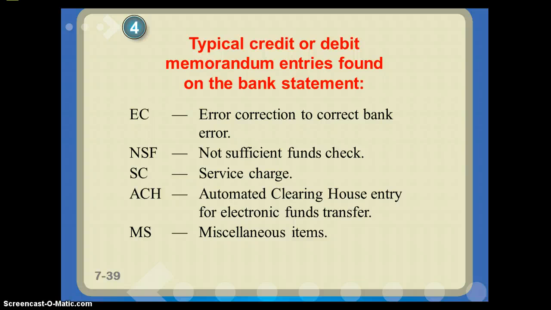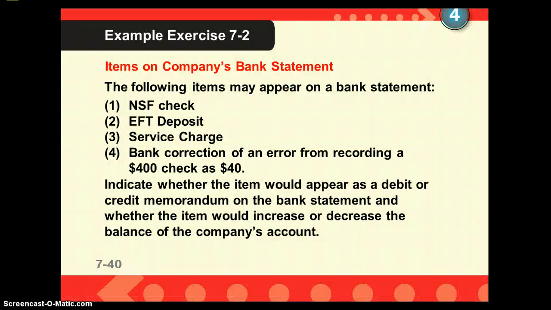There are some memorandum entries that will be found on a bank statement. Here are the abbreviations for such. EC, an error correction. NSF, which we discussed previously, not sufficient funds. An SC is a service charge. ACH is an indication of an electronic funds transfer. And MS would be miscellaneous items. This would be a good reference as you are doing your problems to see if these come up, what they mean. Let's take a look at an example problem here.